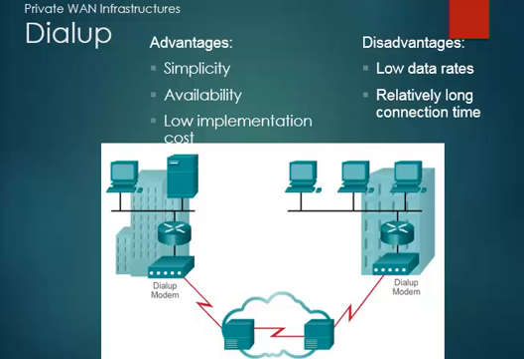Tariffs are based on the distance between the endpoints, time of the day, and duration of the call. The advantages of modem analog lines are simplicity, availability, and low implementation cost. The disadvantages are low data rates and a relatively long connection time. A dedicated circuit has little delay or jitter for point-to-point traffic, but voice or video traffic does not operate adequately at these low bit rates.